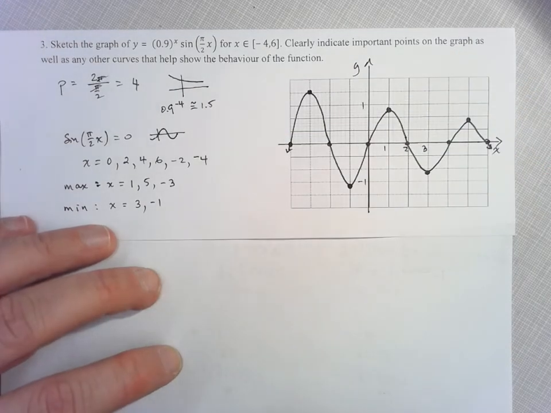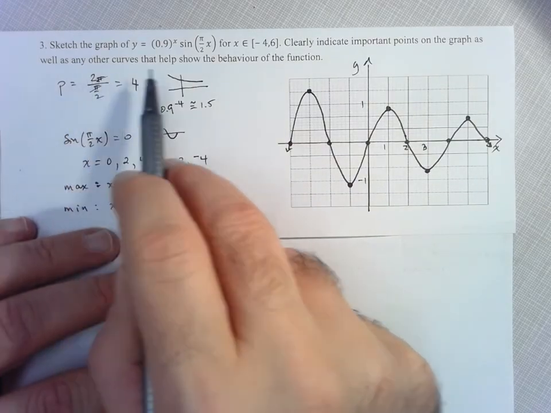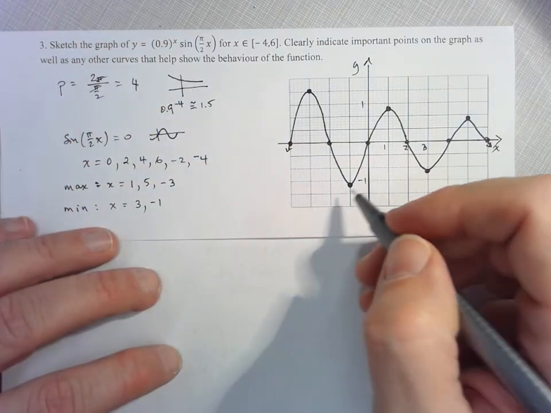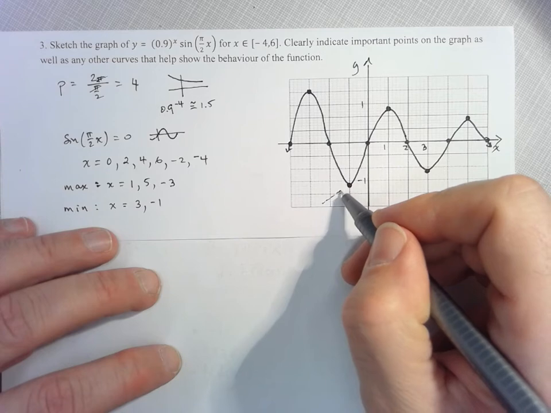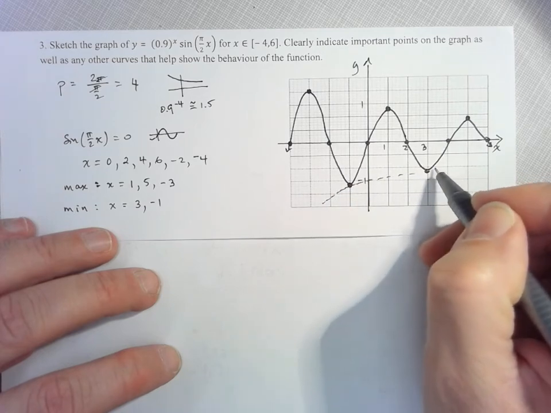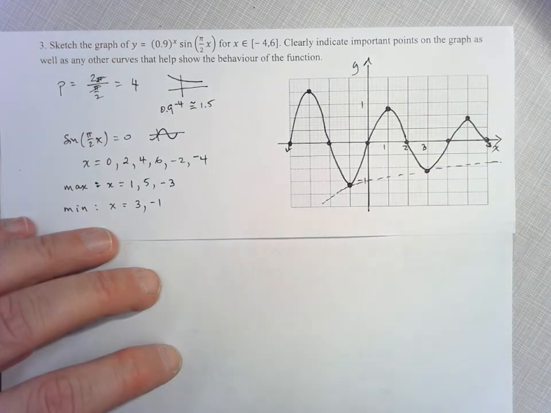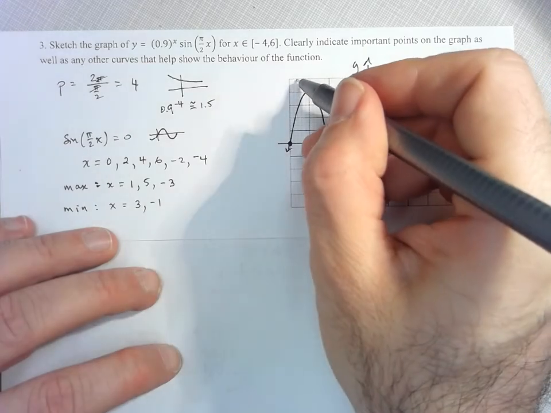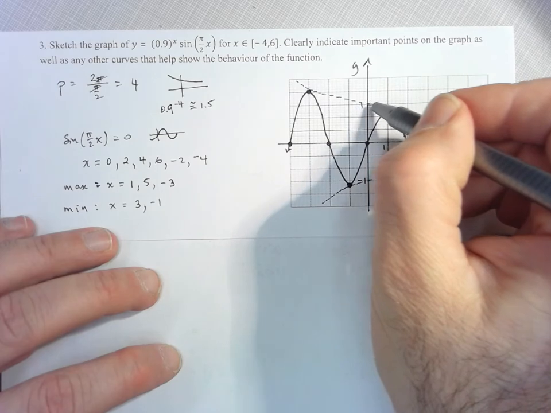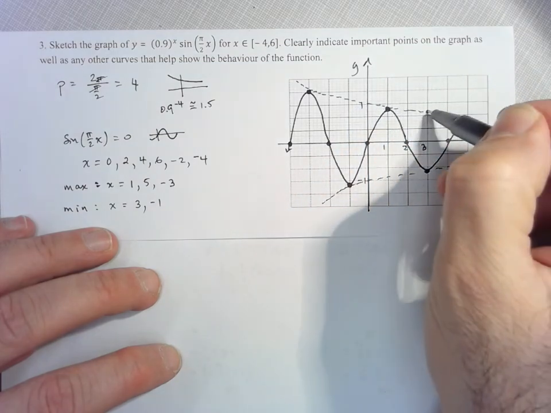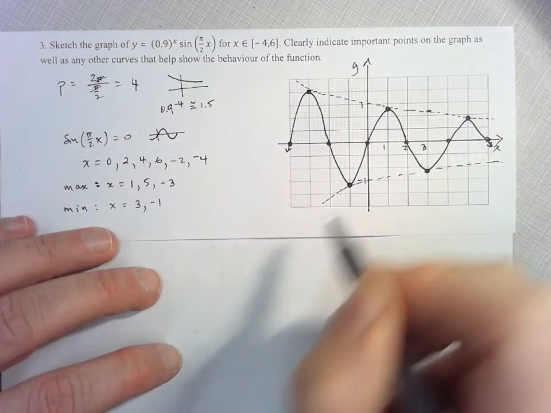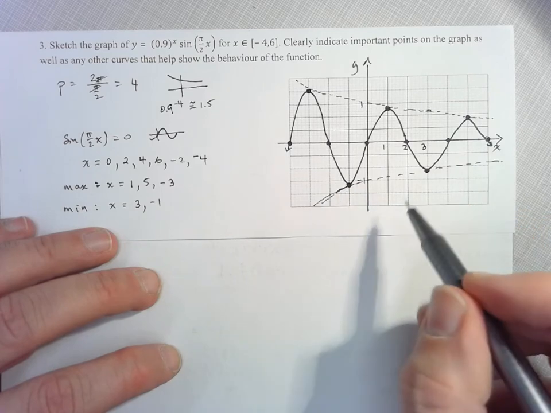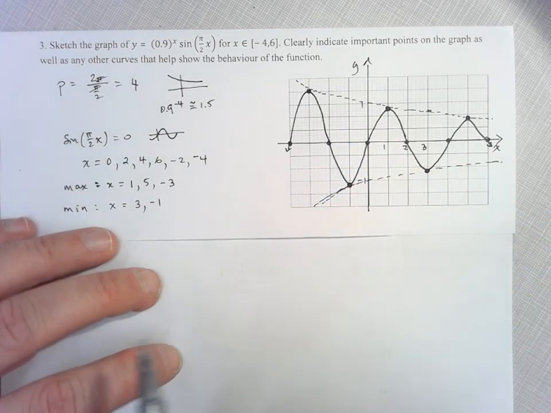Now the other thing that I could draw here, so notice it says any other curves to help show the behavior, is I could show that the function 0.9 to the x kind of acts like a boundary at the top and at the bottom. It is kind of nice to draw this to really show that this function is going to lie between those two functions there.